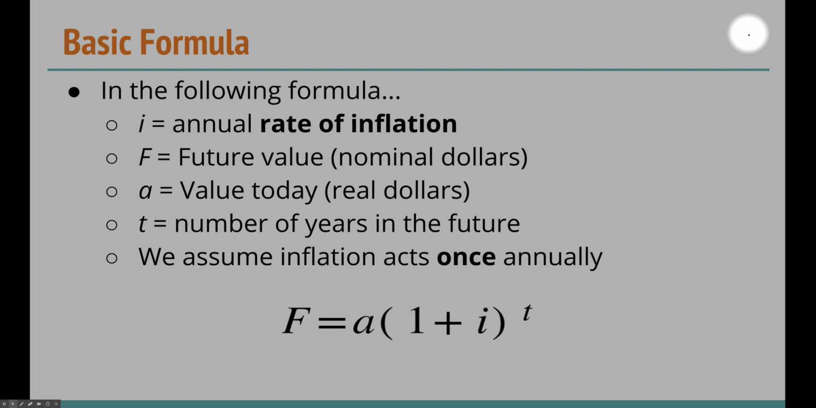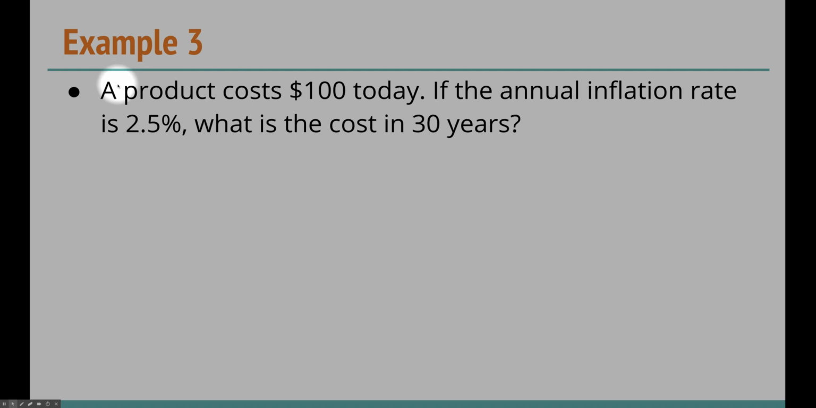Okay, so let's keep going. Let's take a look at a simple example. A product costs $100 today. So we're being given today's dollars, real dollars. If the inflation rate is 2.5%, what will the cost of that item be in 30 years? So if we look at our formula for inflation, the future cost or the future value of this item is equal to the value today, little a, times 1 plus the inflation rate to the power of t.